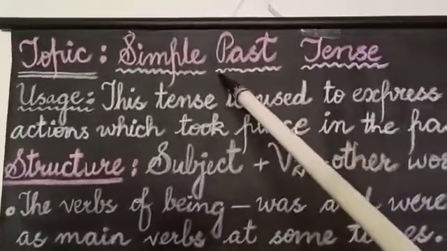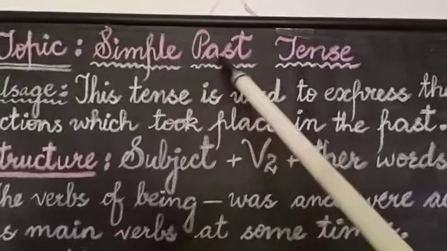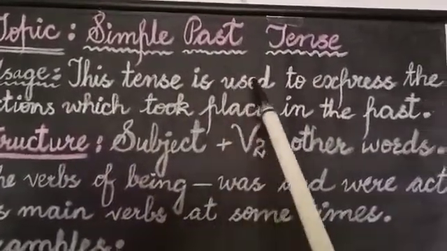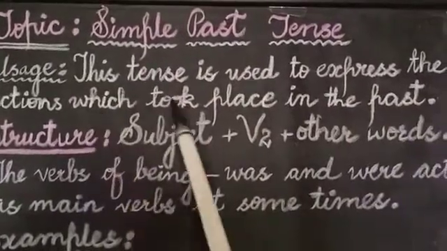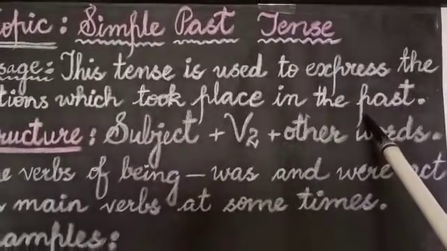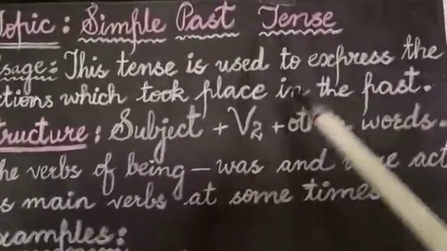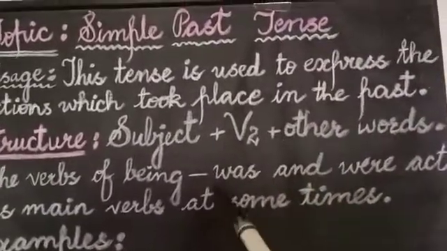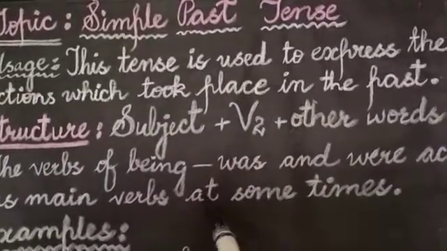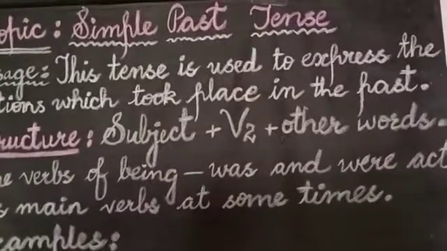So dear students, first we should know where we should use this simple past tense. The usage is, this tense is used to express the actions which took place in the past, for indicating those activities that are already done in the past, like you appeared in term first examinations. Do you have to appear in term first, or have you already appeared? You have already appeared in term first.